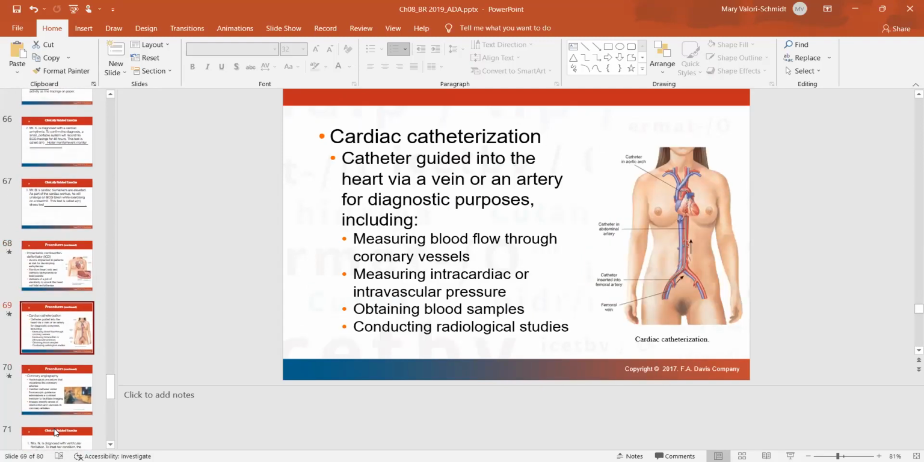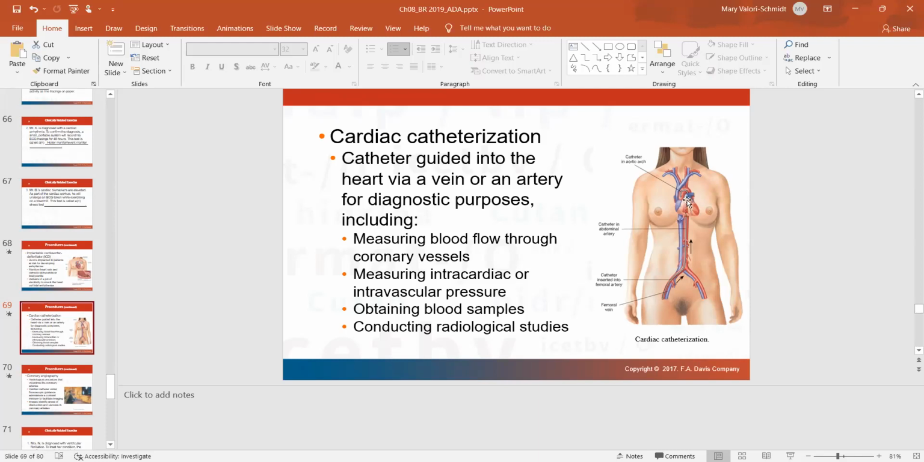A procedure called a cardiac catheterization is where we put a catheter, usually into an artery, not a vein, and usually the femoral artery, which is right here. And we feed it up into the heart while we also have an IV going with contrast dye. What we're doing is looking for problems with blood flow through the coronary arteries.